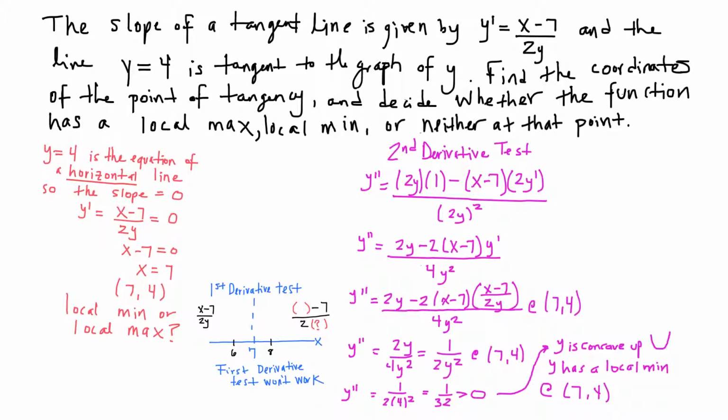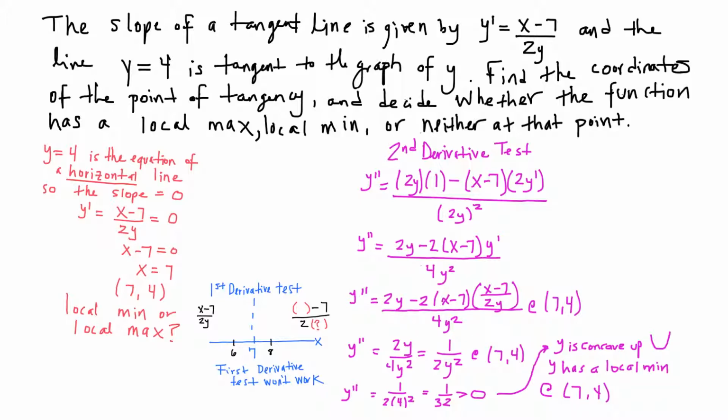Now, we have to replace y prime. y prime is equal to (x minus 7) over 2y, and that was given to us, right? So I'm just plugging back in y prime. And so there's my second derivative.